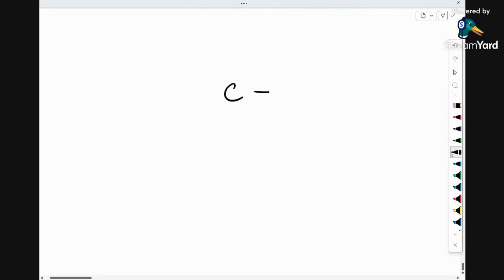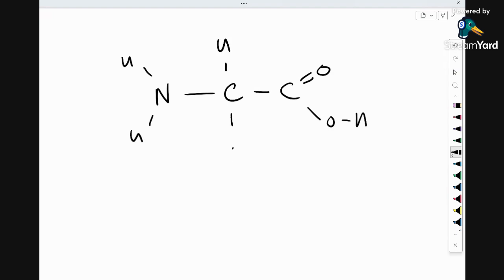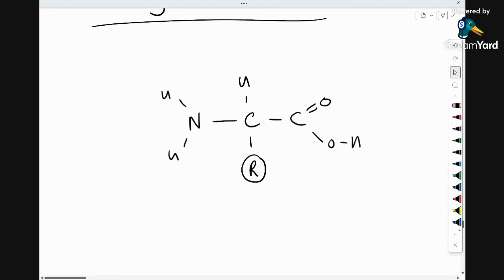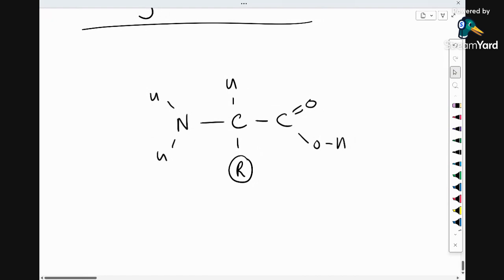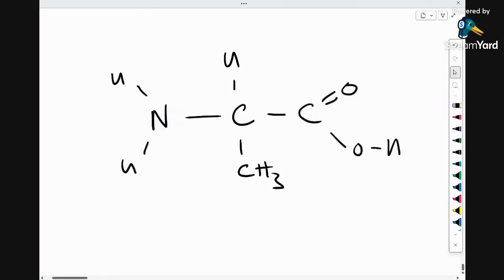So I will draw the amino acid alanine. It looks like this, and I'll draw it here in its non-zwitterionic form. The R group isn't important, but it's a methyl group in case you're interested. So it's just CH3 here. There's no ionizable group in the R group, but let's just look at the carboxylic acid group and the amino group.